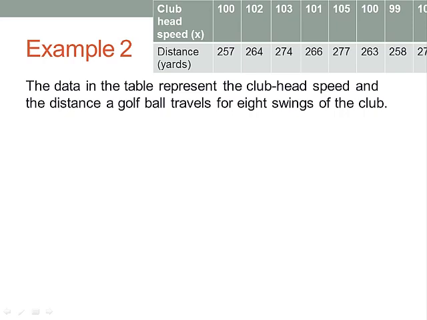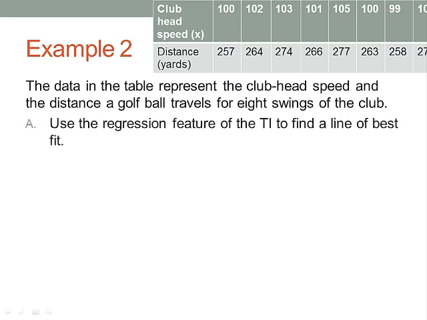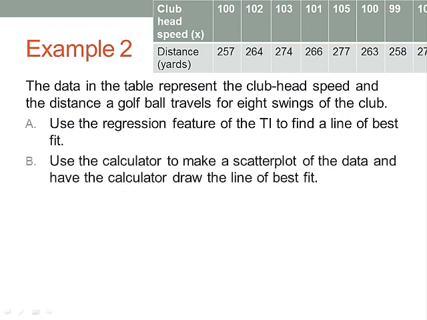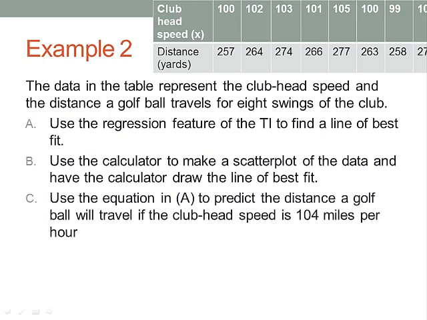So the data in the table represent the club head speed and distance a golf ball travels for 8 swings of a club. So use the regression feature of the TI to find the line of best fit. And then use the calculator to make a scatter plot of the data, have the calculator draw the line of best fit, and then use the equation to predict the distance of the ball of travel if the club head speed is 104 miles per hour.